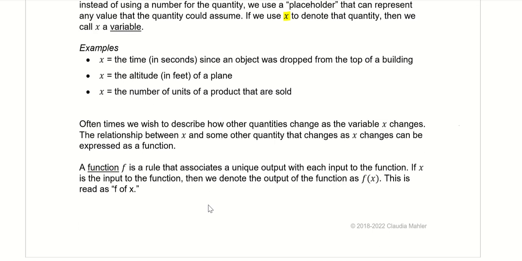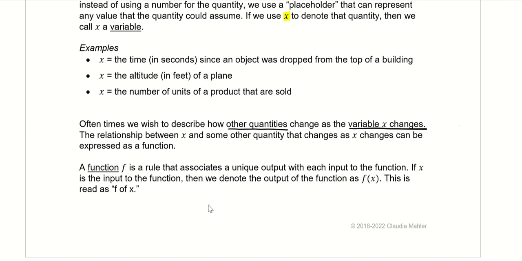So sometimes you might just see your variable on its own. X is standing in, or Y or Z or whatever, is standing in as a placeholder. But oftentimes, and this is especially what we'll start seeing in this class, we want to describe how other quantities change as X changes. So maybe there's some other value that we're concerned with, and we want to see how that changes as X itself changes. And the nice thing about this is we can actually express the relationship between X and this other quantity using a function. So a function is just a fancy name we give for a rule that associates some sort of output with a value of X.